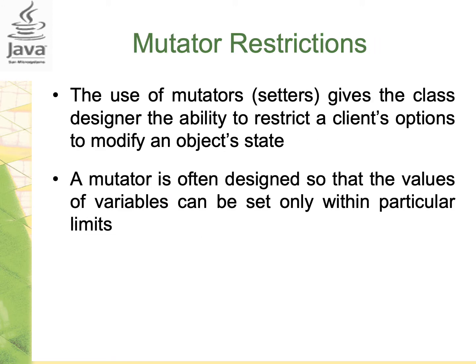Mutator restrictions. The use of mutators or setters gives the class designer the ability to restrict a client's options to modify an object's state. A mutator is often designed so that the values of variables can be set only within particular limits.